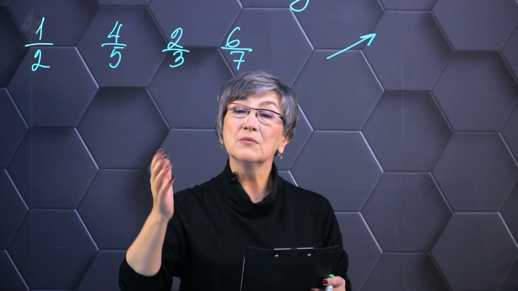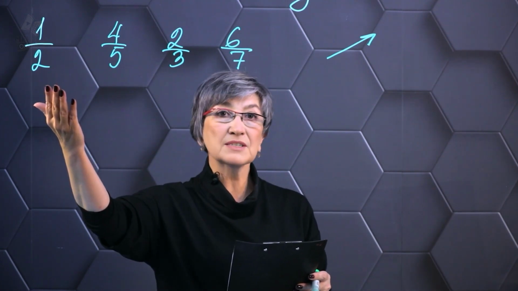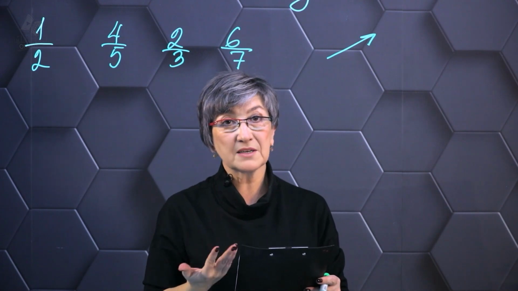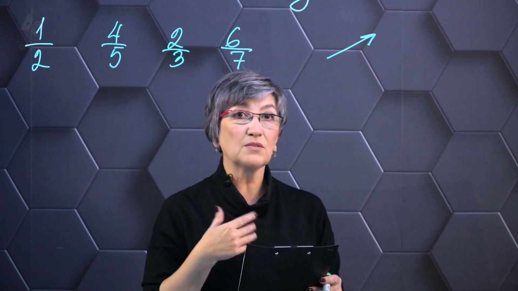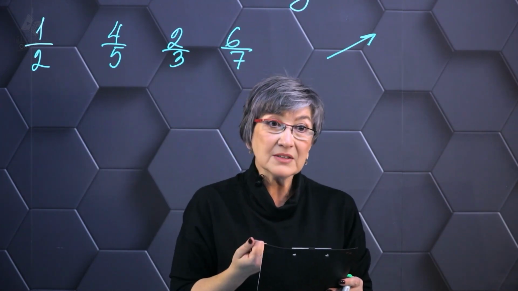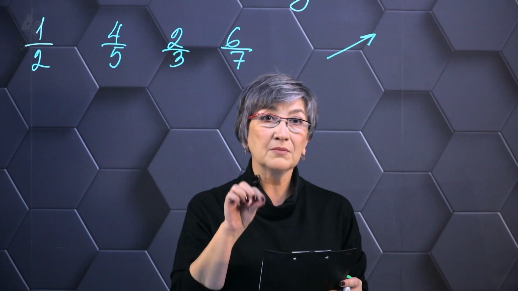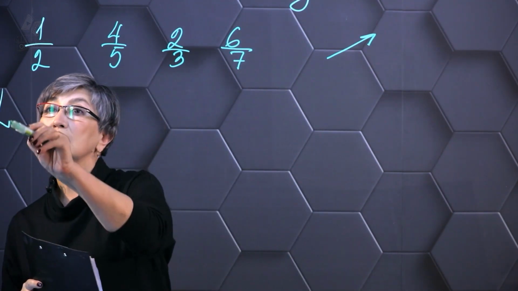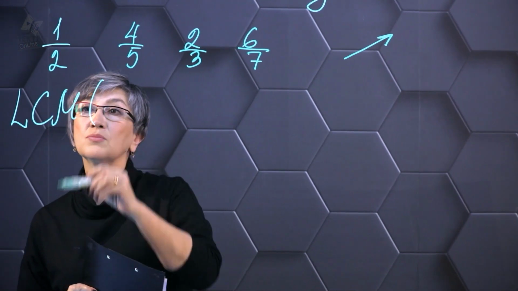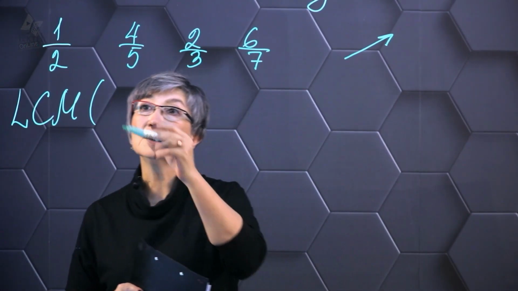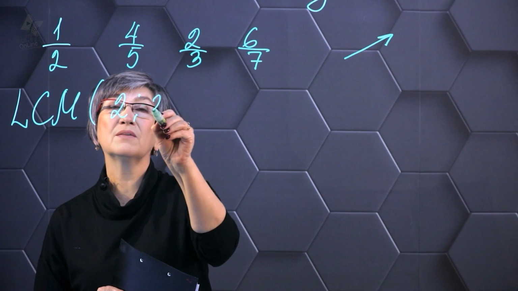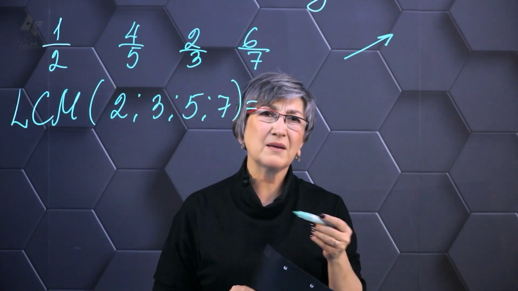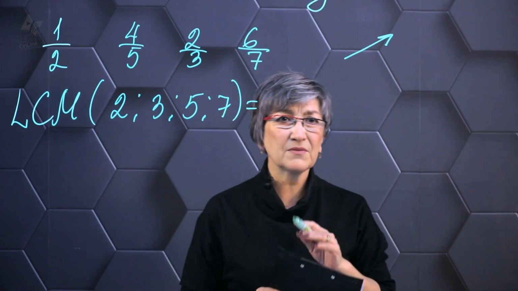And what do you need to do for this? The thing is that these are not mixed numbers, they are just fractional numbers. And then in order to compare fractional numbers, we need to bring them to a common denominator. And very often that's where you make mistakes. What do we do? We find the least common multiple for the numbers 2, 3, 5, and 7. I've written them in ascending order, although they can be written in any order.